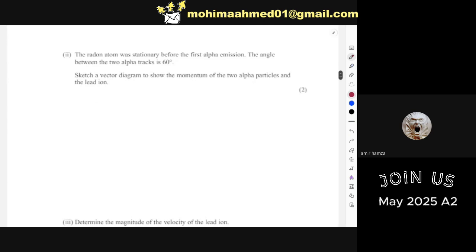And now we need to draw a sketch of the vector diagram to show the momentum of the two alpha particles and the lead ion. There's nothing to show for the polonium nucleus, because the polonium nucleus was not actually there. It broke down or decayed instantly right after it was produced. So nothing goes onto the vector diagram or the decay diagram for polonium, because polonium was kind of not there.